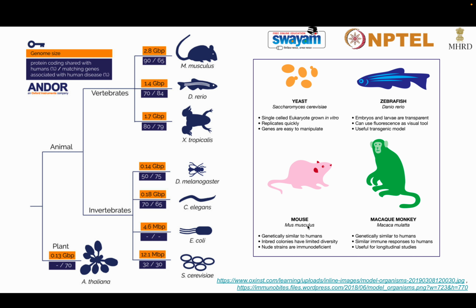Then comes mouse or Mus musculus. So it is genetically similar to humans as we have seen here also. Inbred colonies have limited diversity and new strains are immunodeficient. So, due to which mouse is also a better model organism.